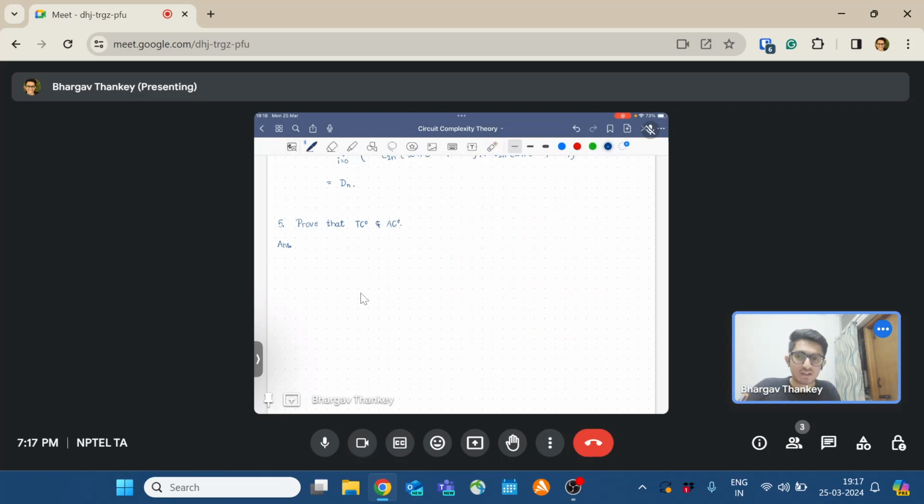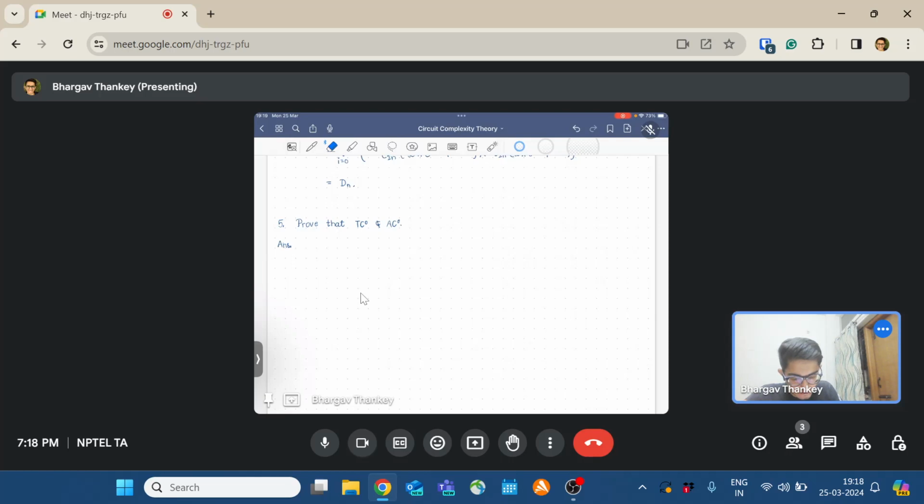Okay, so the way we do this is simple. We'll use the previous problem. In the previous problem we showed that majority is not in AC0, right? We'll show that majority is in TC0. So now we have a function which is in TC0 but not in AC0. So TC0 cannot be contained in AC0, right?